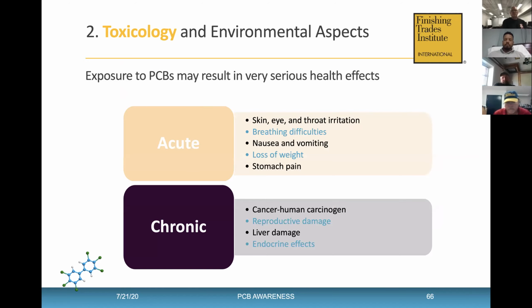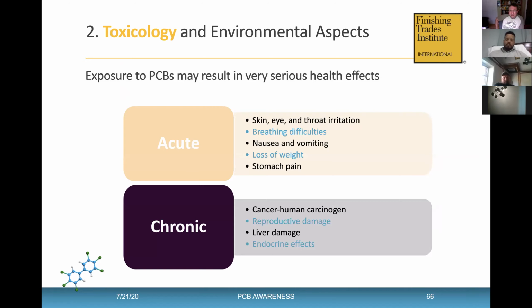Other stuff here. So exposure to PCBs may result in some serious health effects. I went over some of them. So acute ones. And what does acute mean? It means you get a higher dose and you feel the effects right away, right? So within minutes to hours, maybe a couple days. Skin, eye, and throat irritation, breathing difficulties. So what if you already have asthma and you're being exposed to this? It can make it worse.